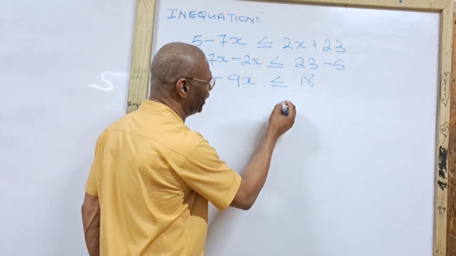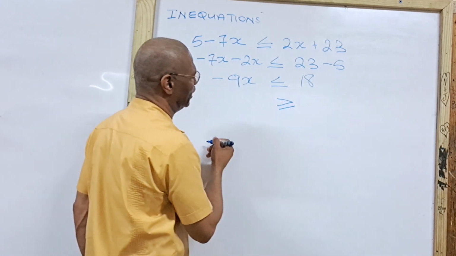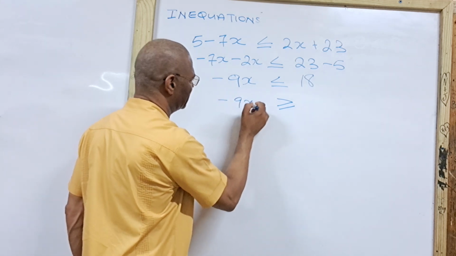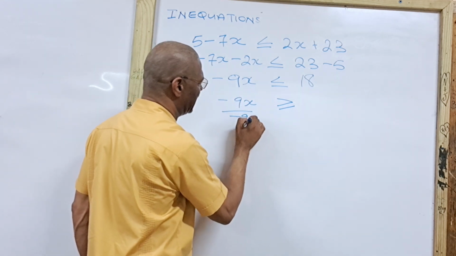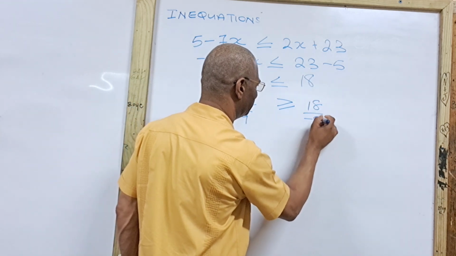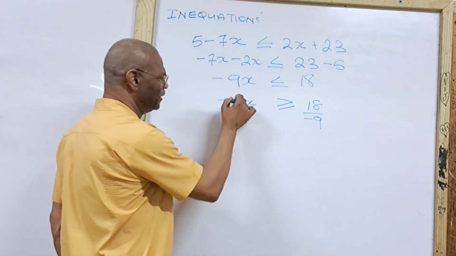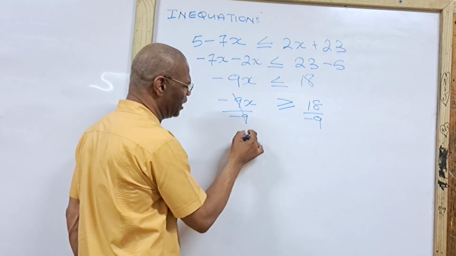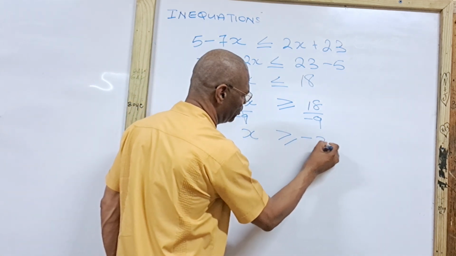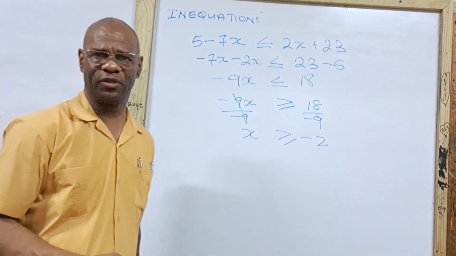So it will be greater than or equal to. Okay? So we have negative 9x divided by negative 9 is greater than or equal to 18 divided by negative 9. Alright? So negative 9 divided by negative 9 is 1. So x is greater than or equal to negative 2. Alright? 18 divided by negative 9 is negative 2.